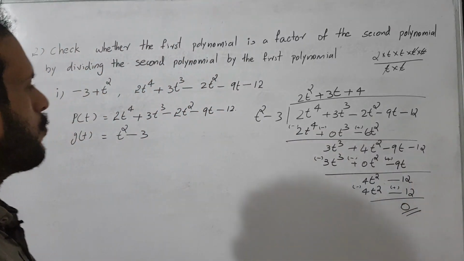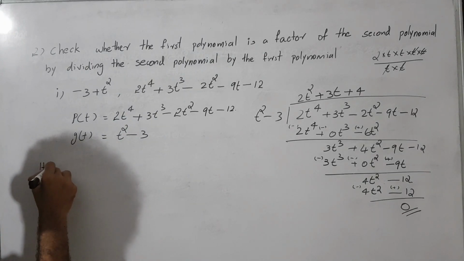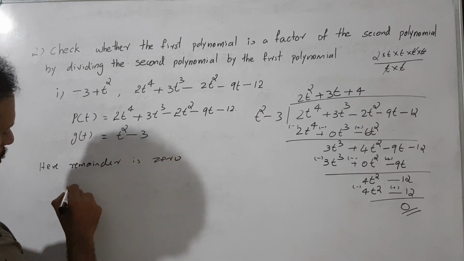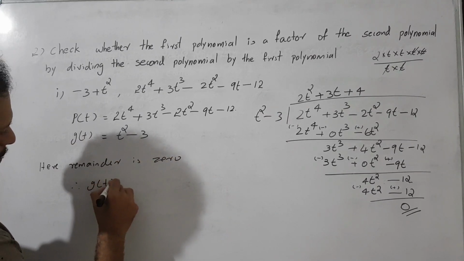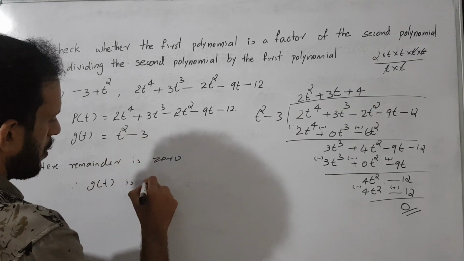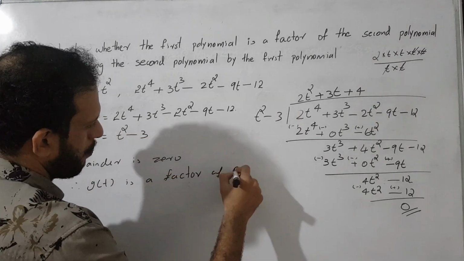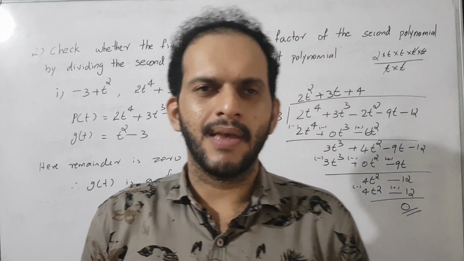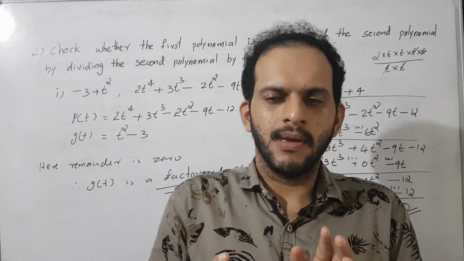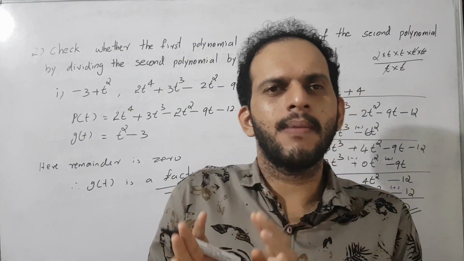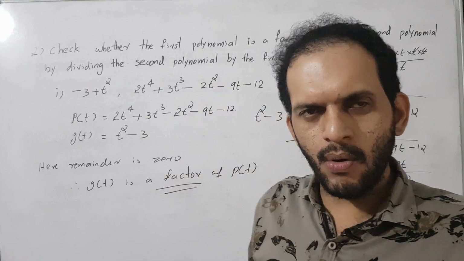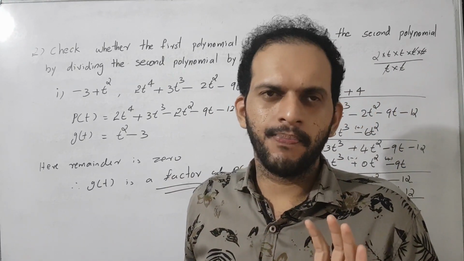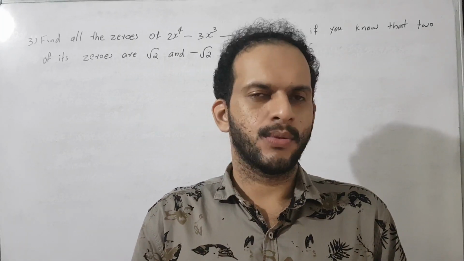The remainder is 0 means what we write? The remainder is 0. Therefore, g of t is a factor of p of t. Okay, the same idea we follow here, only the difference, if the remainder is 0, based on the remainder we are saying the answer. The remainder is 0 is a factor, the remainder is not 0 is not a factor. Okay, next we go to the next question.